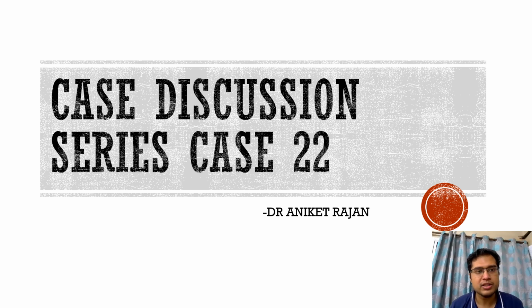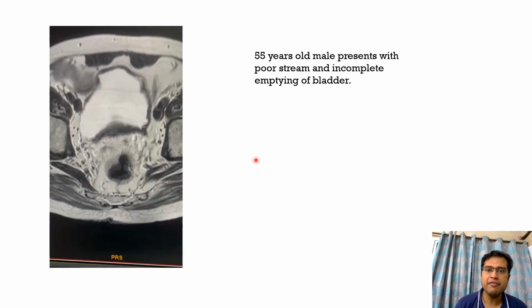So hello everyone and welcome to this case discussion series, case 22, and we'll be discussing one interesting case today. So here we have a 55-year-old male who presents with poor stream of urine and incomplete emptying of the urinary bladder. The ultrasound was done for this patient and there was prostatomegaly with some heterogeneous echotexture.